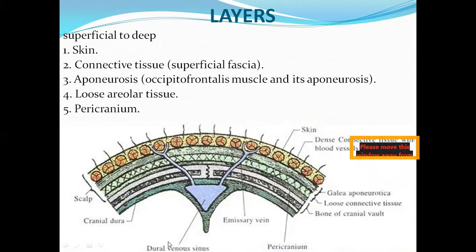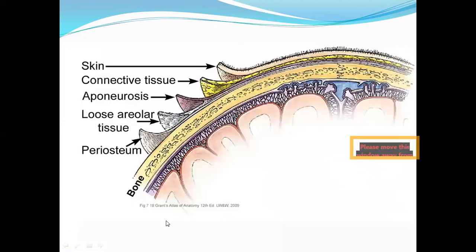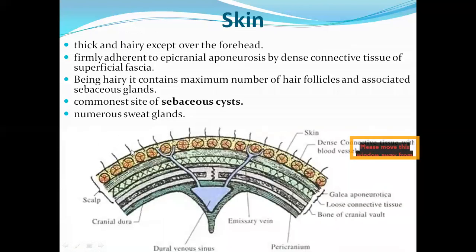Now let us describe each layer in detail. So first layer is skin, then we have the connective tissue, then we have galea aponeurotica, we have loose areolar tissue, then this is the skull bone, outermost covering of the skull bone is periosteum. Now let us talk about skin of the scalp, which is quite thick and hairy. You can feel and palpate the skin of your own head. How does it feel? It feels very thick. It has a lot of hair except over the forehead.